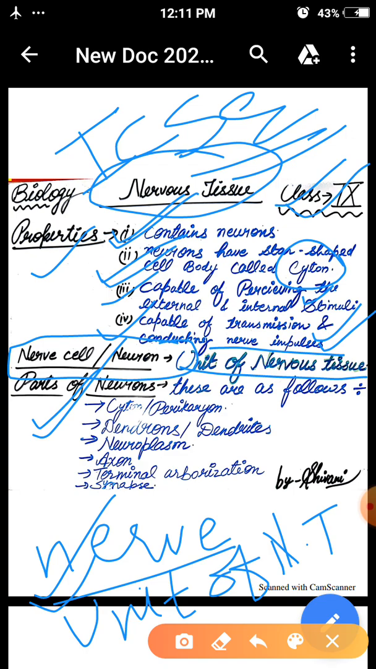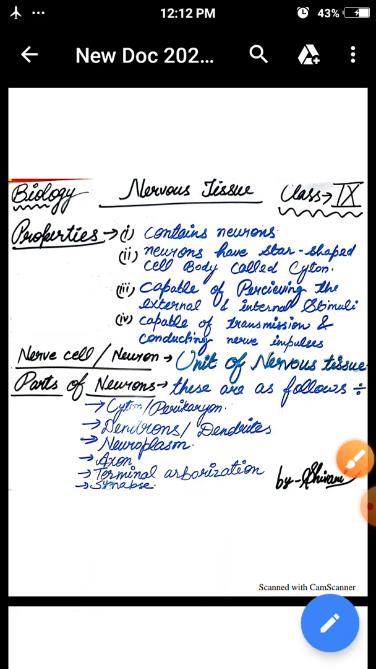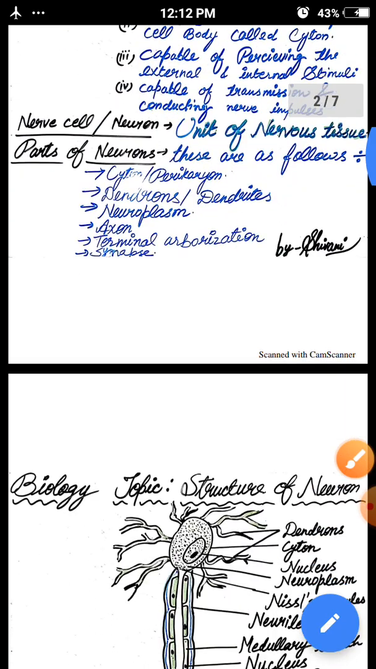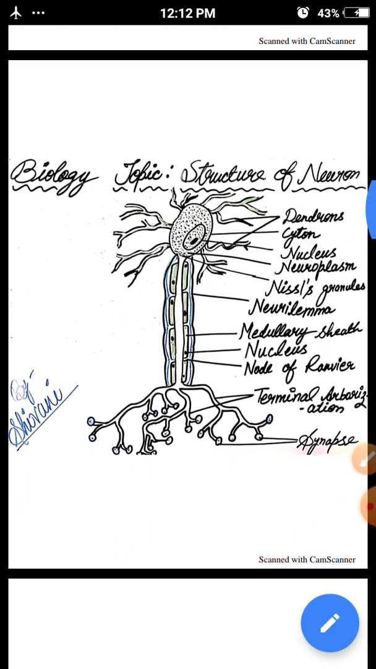These are as follows. Number 1, neuron has cyton, also known as perikaryon, dendrons or dendrites, neuroplasm, axon, terminal arborization and synapse. We will understand all these terms in the diagram with their location and function well. Let's move towards this diagram.